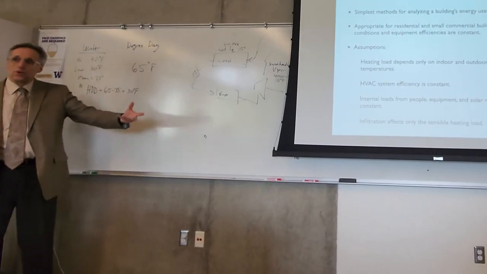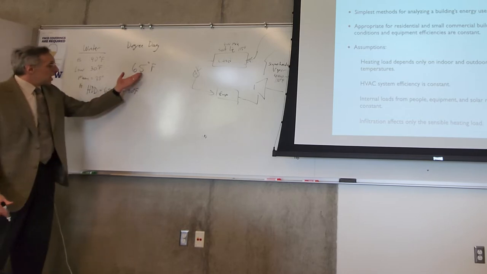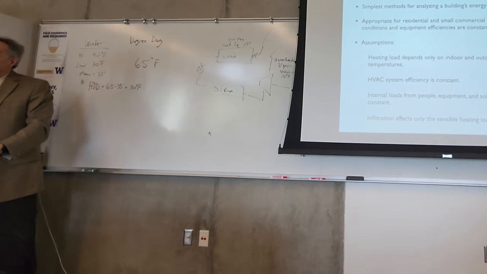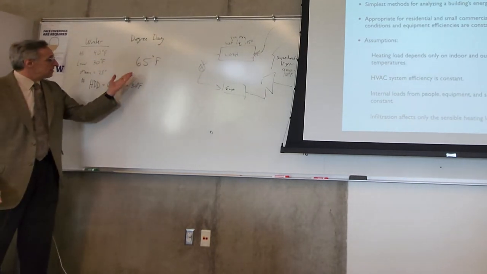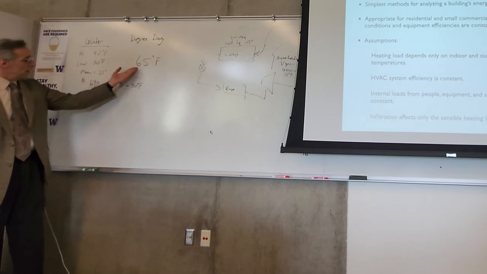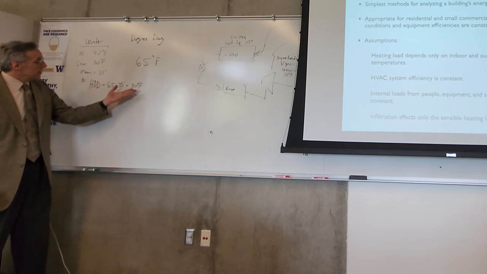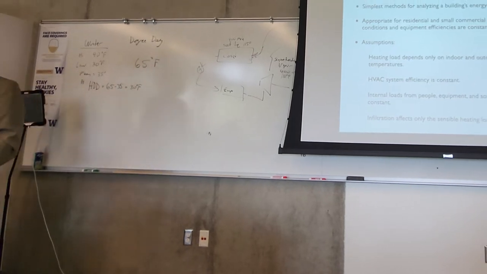It just says at 65 degrees outside, on average, we won't need heat. But as soon as I drop below 65, I am going to need heating. And I'm going to need heating in an amount proportional to that difference. So 30 degrees, that's quite a lot. I'm 30 degrees below that. So that means I'm probably going to have a high demand for heat that day. I'm going to need a lot of energy.